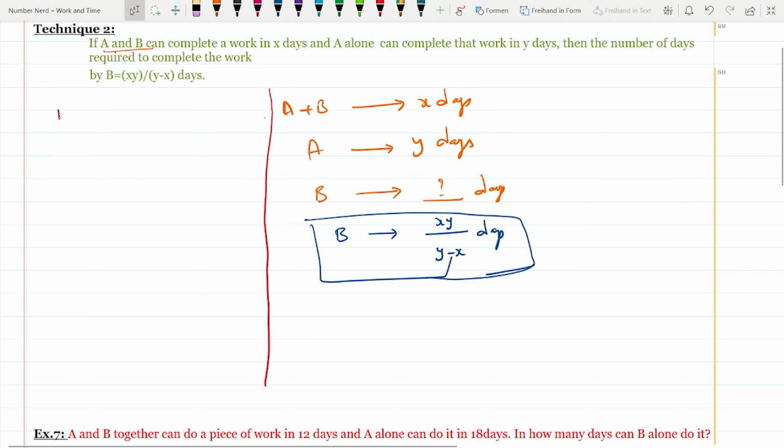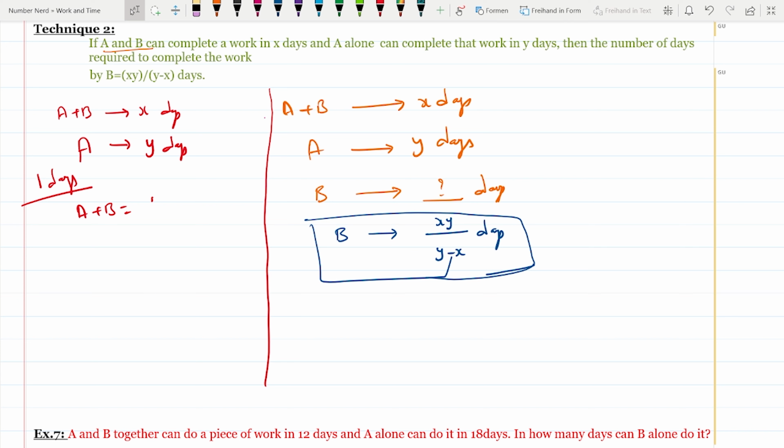They have given that A plus B together complete the work in x number of days, and A alone can complete the work in y number of days. Then let's calculate for one day. In one day, how much work can A and B together complete? It is a reciprocal according to the first rule, 1 by x. In one day, how much work will A complete? It is 1 by y of the work. This is the work done by them in one day respectively.